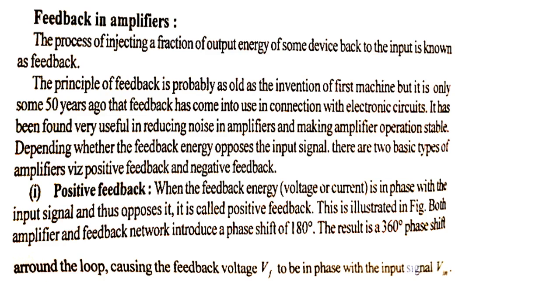First, positive feedback. When the feedback energy, voltage or current, is in phase with the input signal and thus aids it, it is called positive feedback. This is illustrated in the figure. Both the amplifier and the feedback network introduce a phase shift of 180 degrees. The result is a 360-degree phase shift around the loop, causing the feedback voltage Vf to be in phase with the input signal Vin.